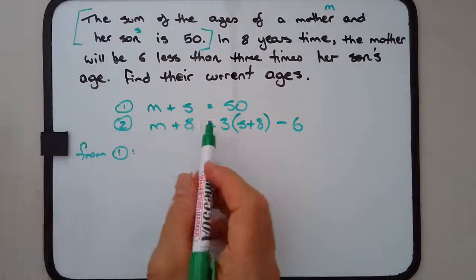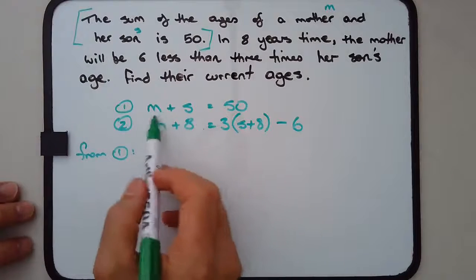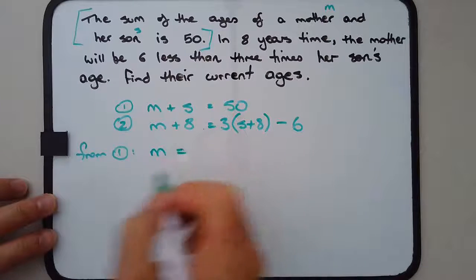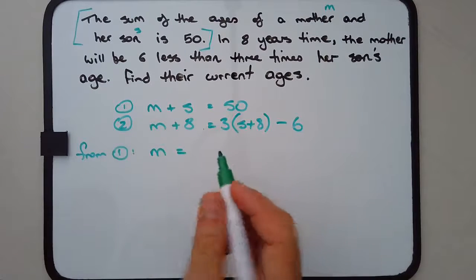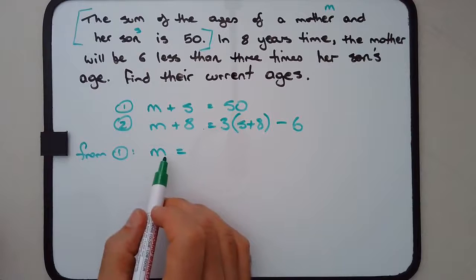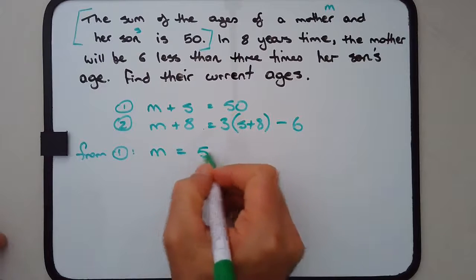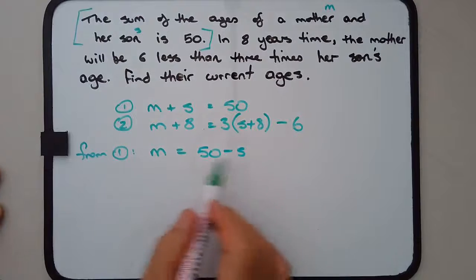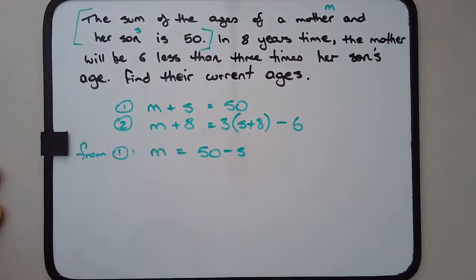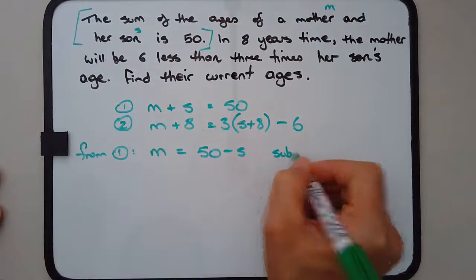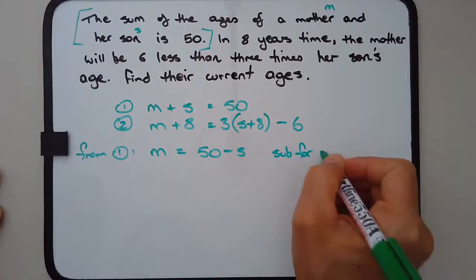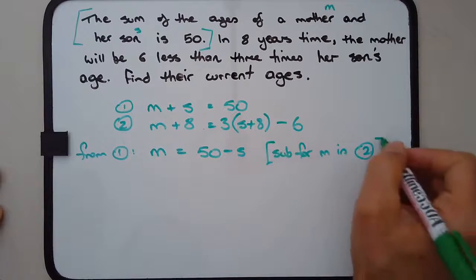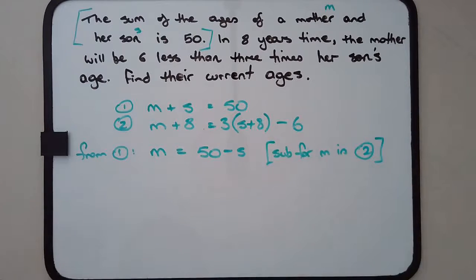So from 1, why don't we make M the subject? It doesn't really matter, in fact. There's no hard and fast rule as to which one you make the subject. So if you want to make M the subject of the formula, M is just 50 minus S. Now what we're going to do is substitute that for M in equation number 2.